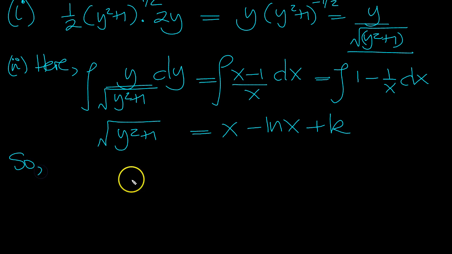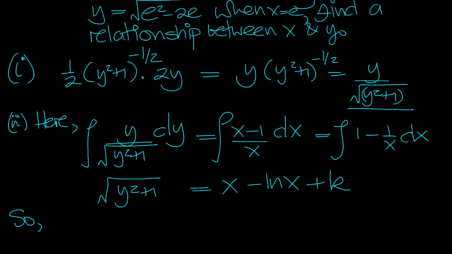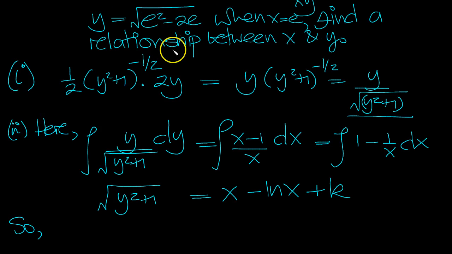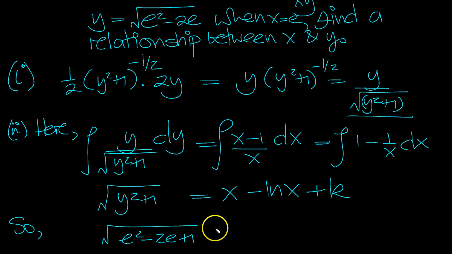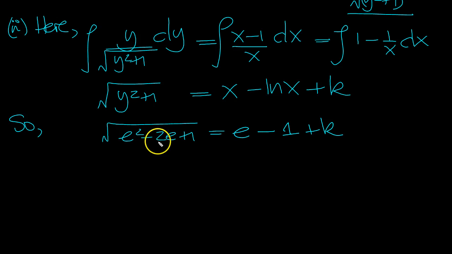So the initial conditions now, then put them in and see what we get for k. So this is the square root. So when you square it, you get e squared minus 2e in here, e squared minus 2e plus 1 then. So I've just put the y squared, e squared minus 2e in here, equals x. X has a value now. X is equal to e, isn't it? So it's e minus the log of e, and that would be 1 plus k. Log e is 1, because it's log base e. This is e minus 1 squared, isn't it?